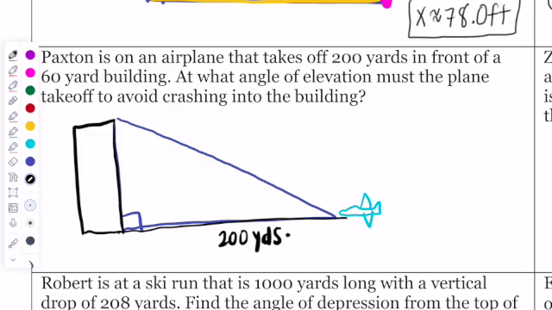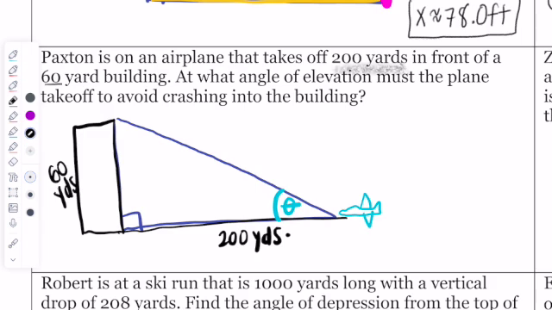So it's 200 yards in front of a 60-yard building. Okay? And so what we're going to do here is, it's 60 yards, so perfect. We don't have to have any conversions. All right, so we have 200 yards in front of a 60-yard building. At what angle of elevation does this pilot need to take off to avoid crashing into this building? So he needs to go higher than a certain angle. And since these are both in yards, thankfully I do not have to do any conversions. So yards and yards, both yards.